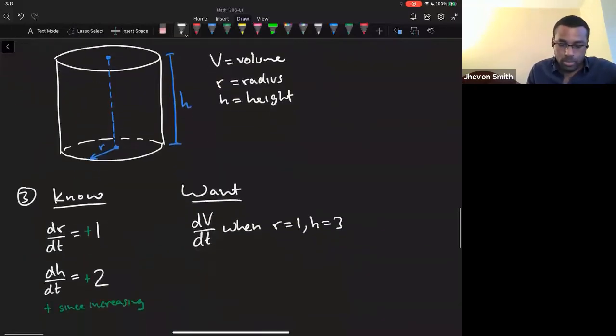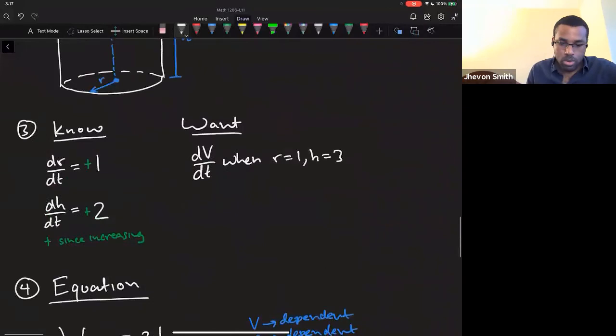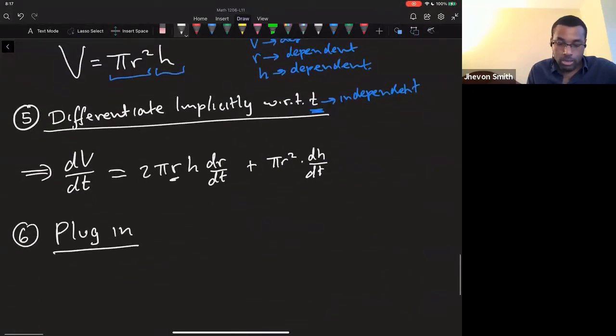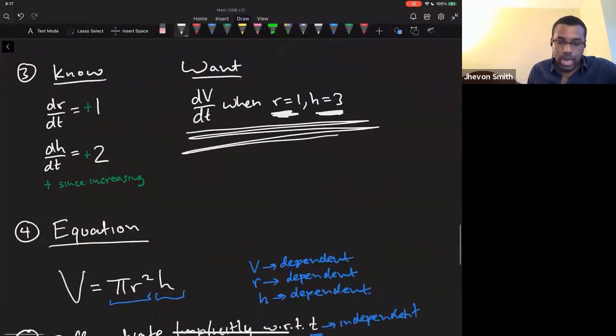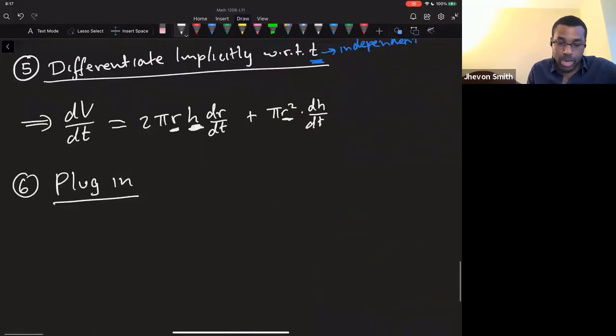So I want dV/dt at a certain point. I want it when my r is 1 and my h is 3. And here's my r and here's my h. I can plug those in. I also know that my dr/dt is 1 and my dh/dt is 2, which means I know what this is and I know what that is. I can literally plug in everything.